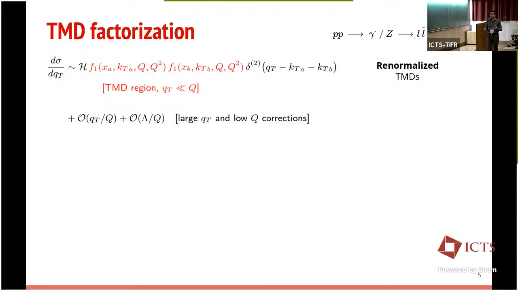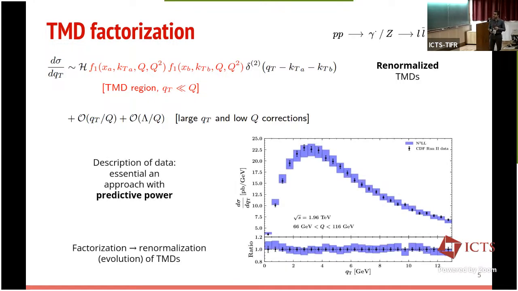Okay, so when you put these kind of formulas at work, you see something like that. These are experimental data from the CDF experiment at Fermilab for Z boson production, differential with respect to the transverse momentum of the Z. You see that with such a factorized expression for the cross-section, you can actually describe the experimental data pretty well.